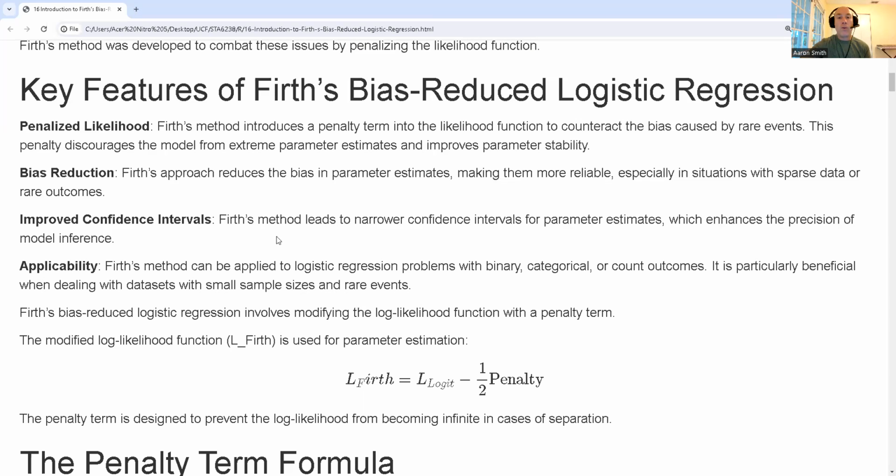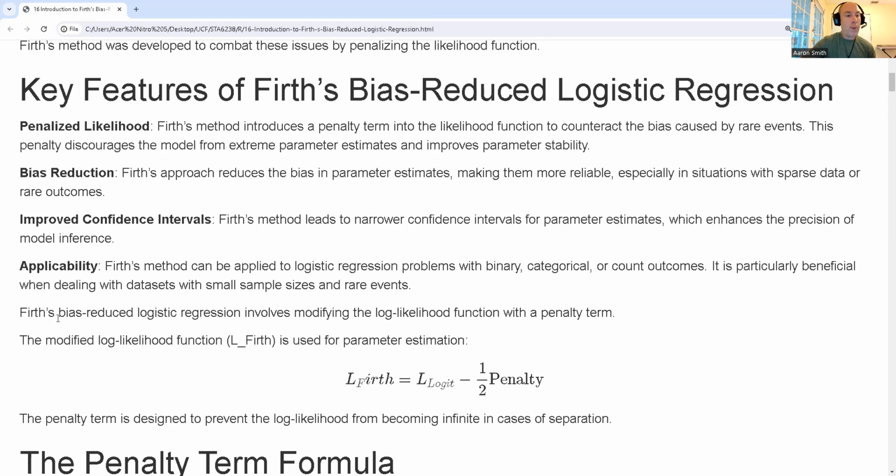Firth's method leads to narrower confidence intervals for parameter estimates, which enhances the precision of the model. And so this makes it a lot more applicable to a lot of situations where we want to know about, because frequently our stakeholders want to know about rare events. Those rare events that are really, really big problems are the ones that they're going to want to have us model. And if they're a rare event, it's going to be harder for us to handle with the standard approach.